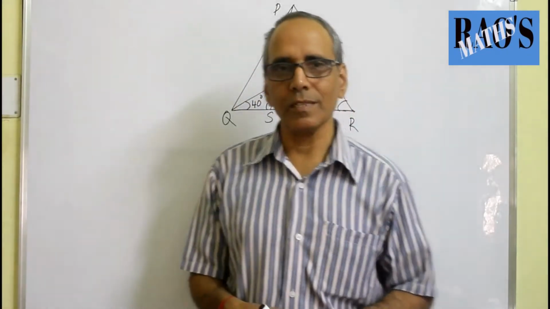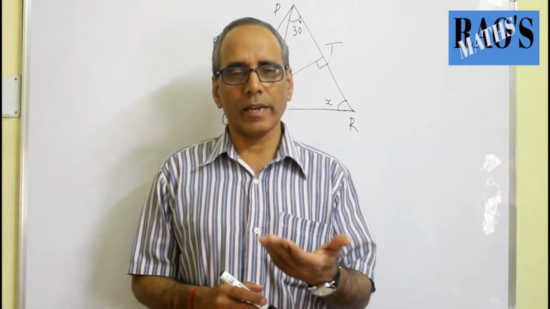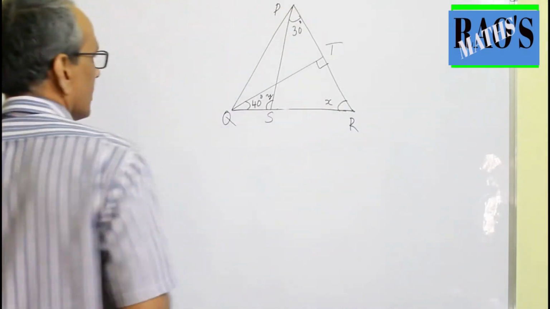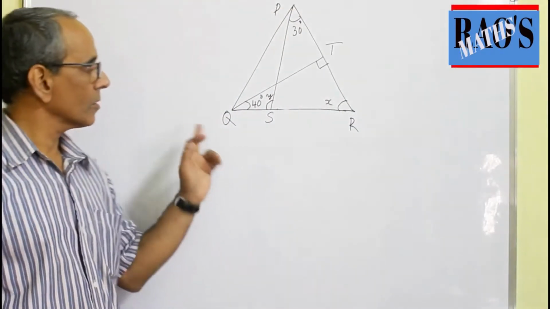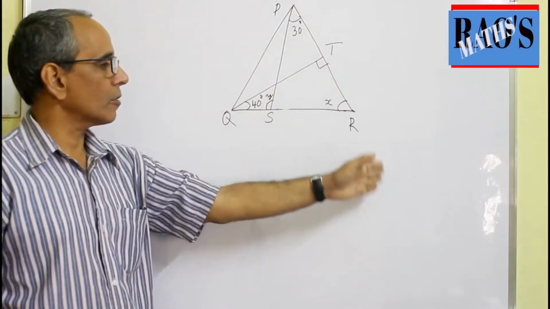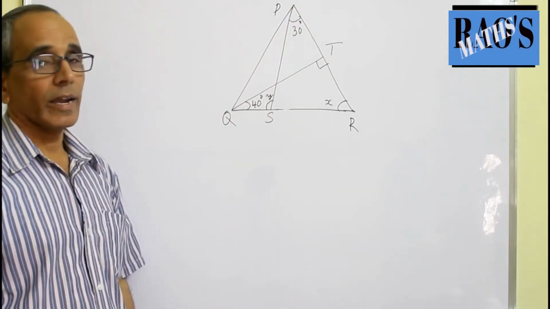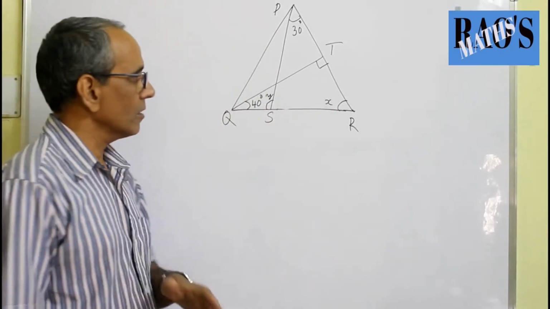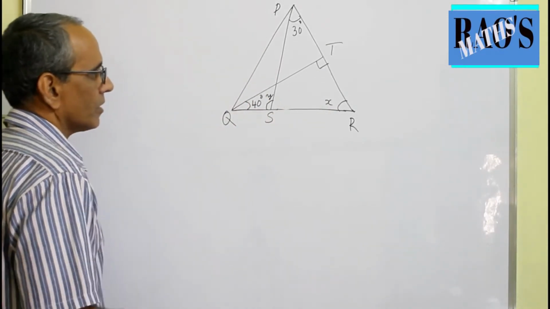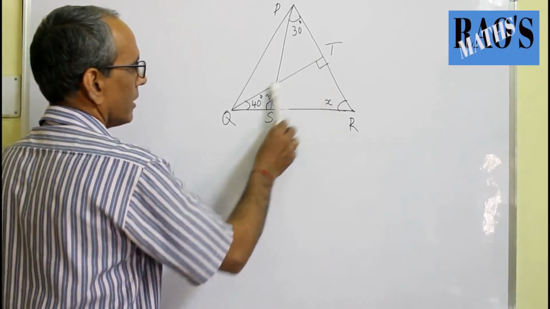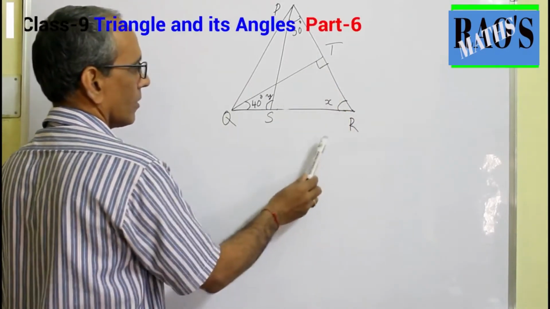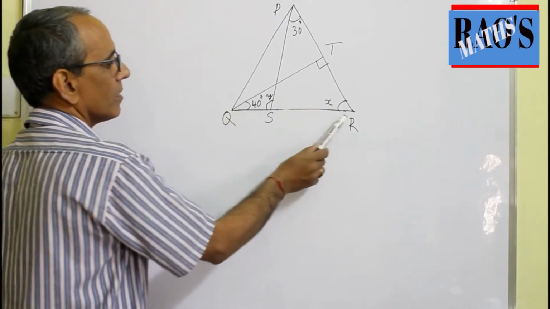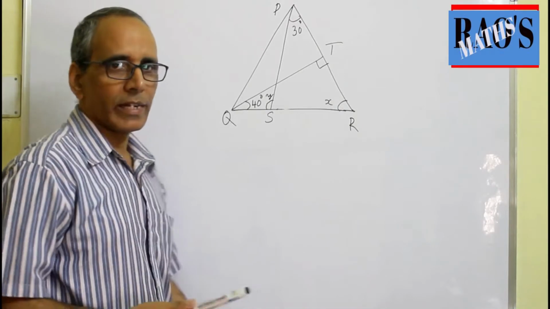Let's have some more questions on the concept of the exterior angle of the triangle. Some simple questions. See, in this triangle PQR, QT is perpendicular to PR and you have to find the angles X and Y. To solve this, first I take this triangle PQR. In triangle PQR I have P 90 degrees, Q 40 degrees, and R is X. So we can find X.